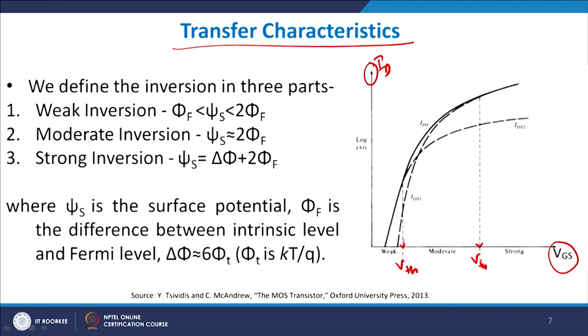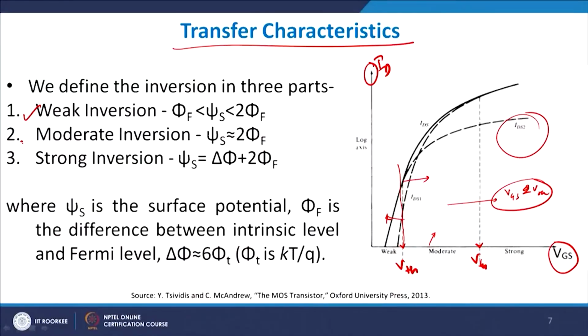Whenever my gate voltage crosses the threshold voltage on the right hand side, I get a moderate inversion. Whenever my gate voltage crosses twice VTH or larger values, I get strong inversion, and anything smaller than the threshold voltage, we define that to be a weak inversion. So, we have three points of notation: weak inversion, moderate inversion, and strong inversion.